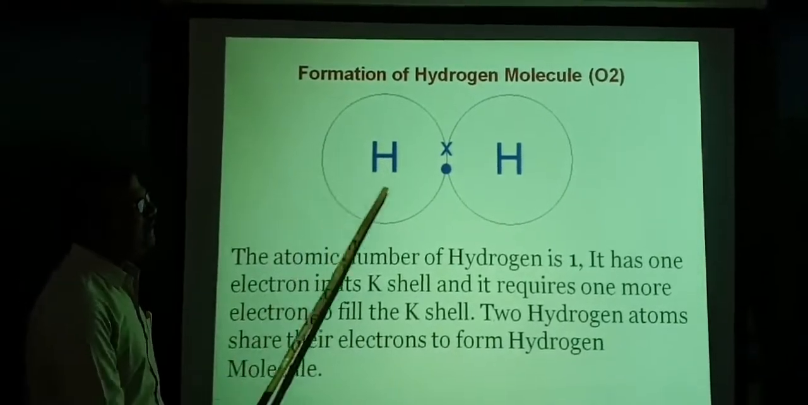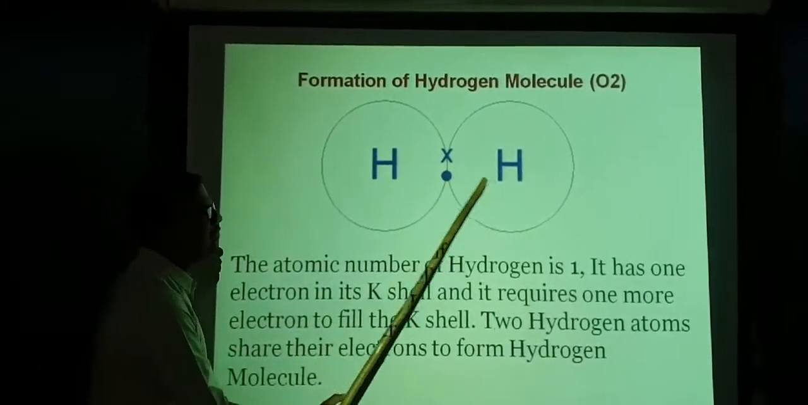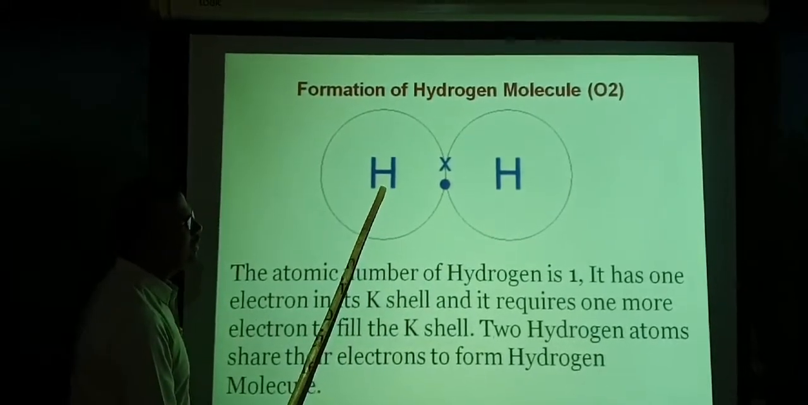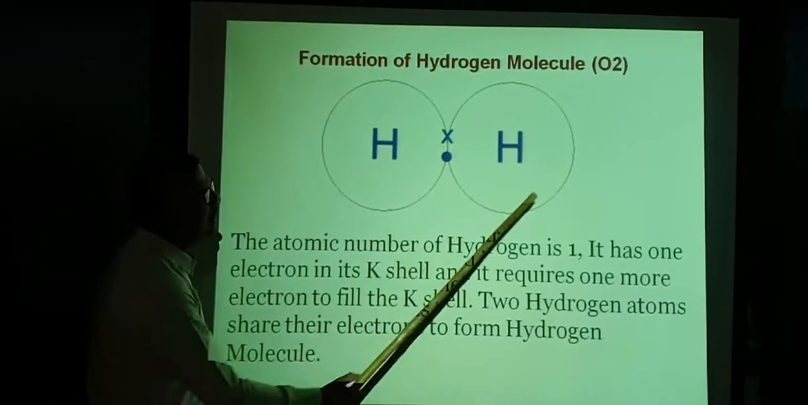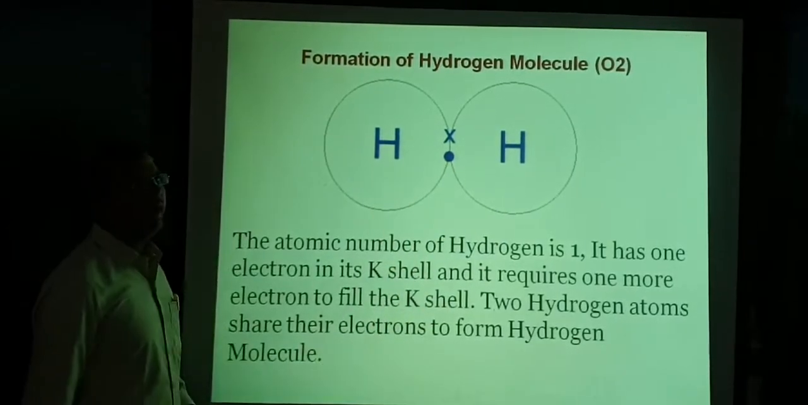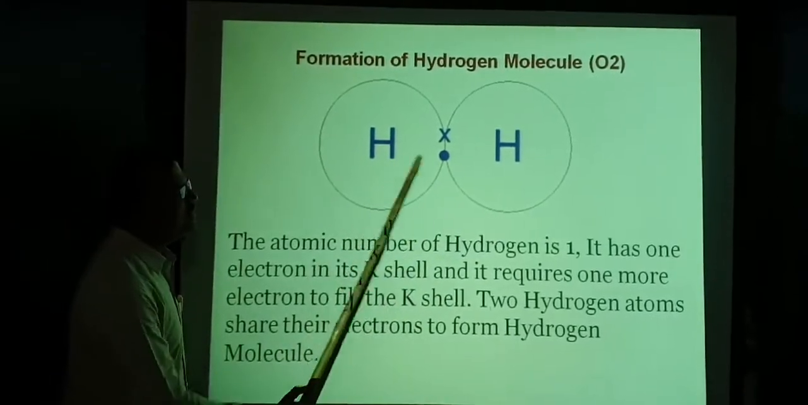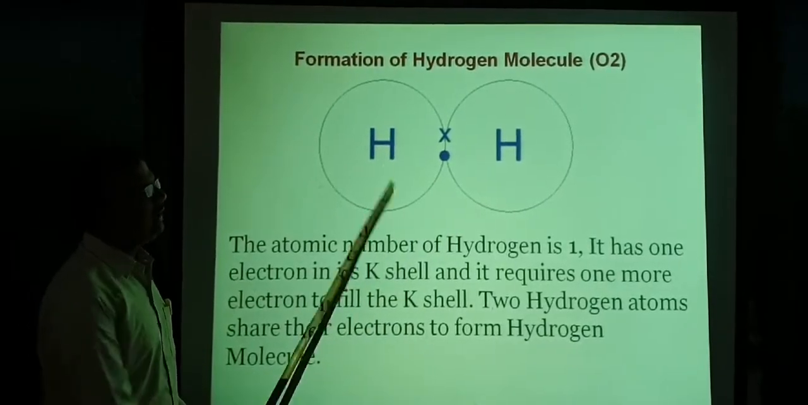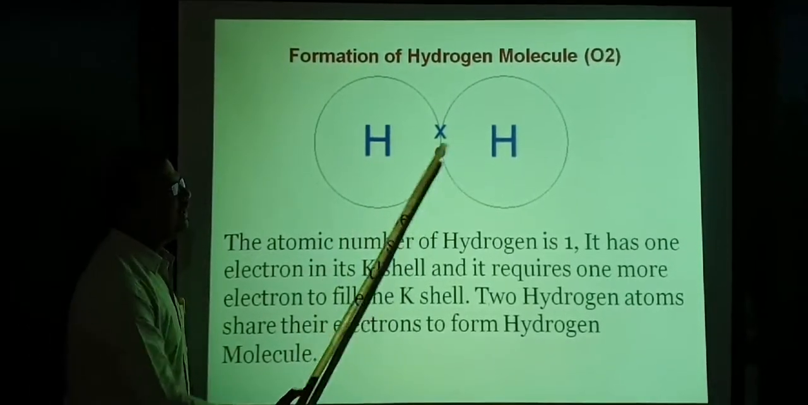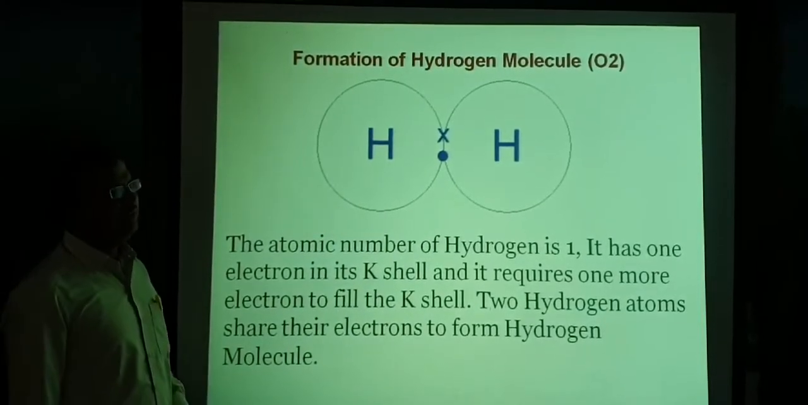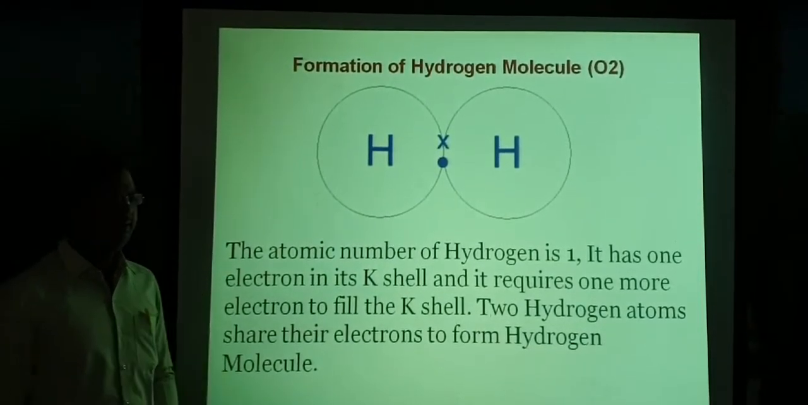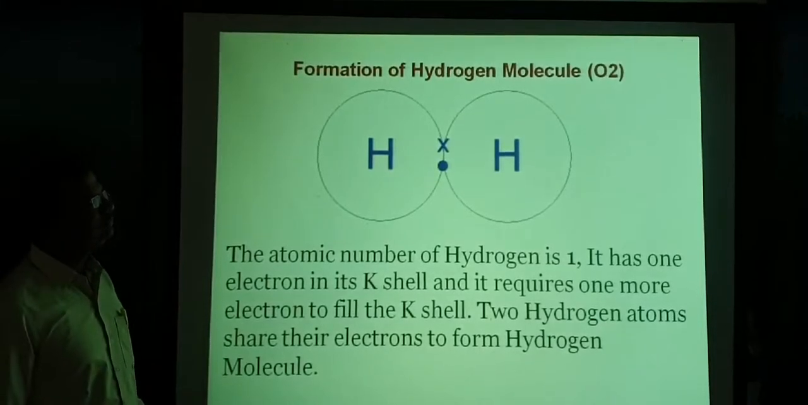This is one hydrogen atom. This is another hydrogen atom. This hydrogen atom shares one electron with another hydrogen atom. So by sharing of electrons between the hydrogen atoms, a covalent bond is formed. This is one of the examples. Let's see another example of a covalent bond.